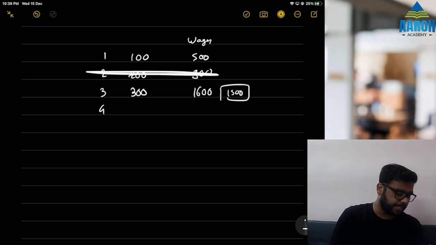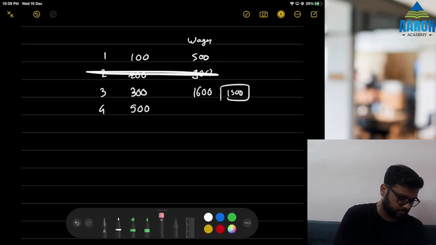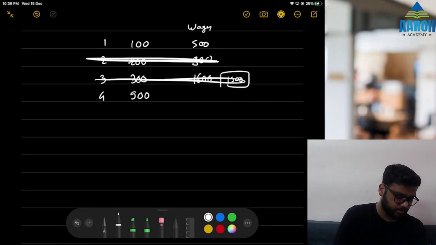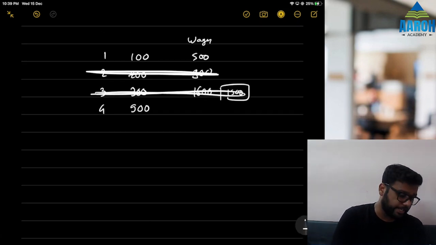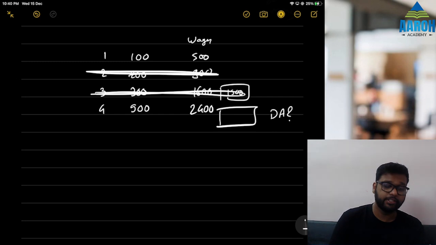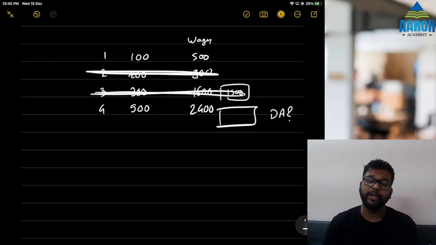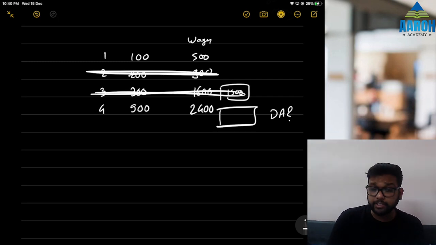In year 4, index number increased to 500. Then his wages increased to 2400. How much dearness allowance should he be paid to maintain his wages? To maintain his standard of living, how much dearness allowance should be paid?